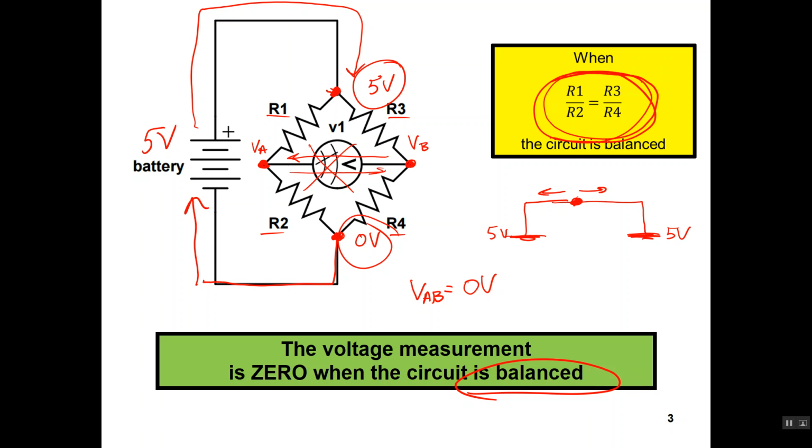It doesn't have to be zero, no, but when it's zero, we call it a balanced circuit. Otherwise we don't call it a balanced circuit, and there's some math to do, and we're going to do that.